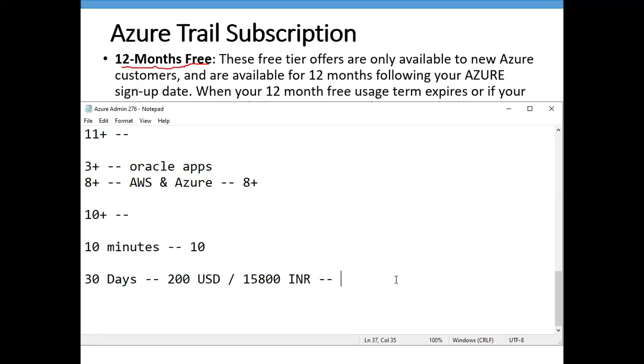The quota is not for 12 months. Per month quota you will get for every month. Like if I talk about one service called virtual machine, that particular service you are getting 750 hours per month. So how many hours do we have in one single day? 24 hours.